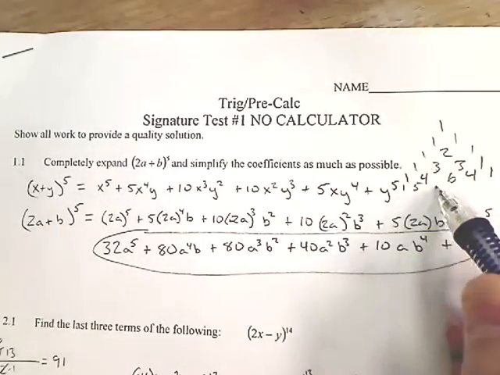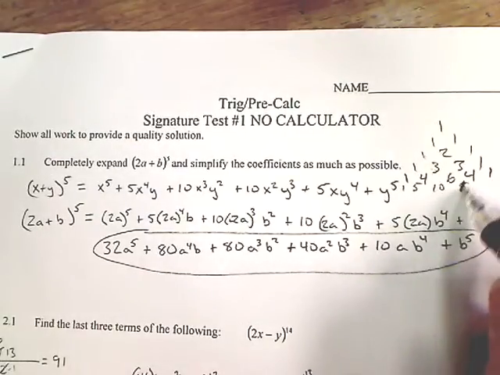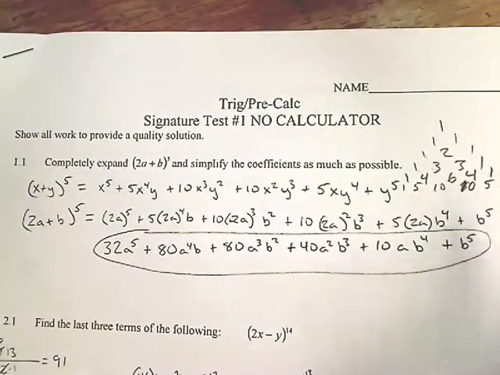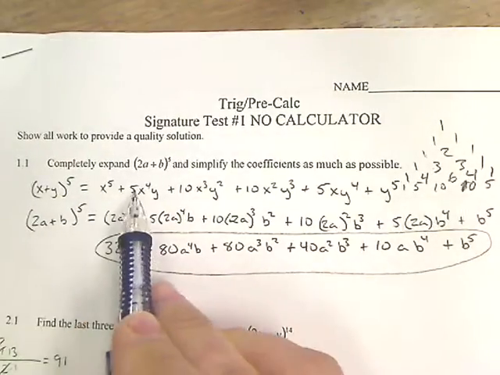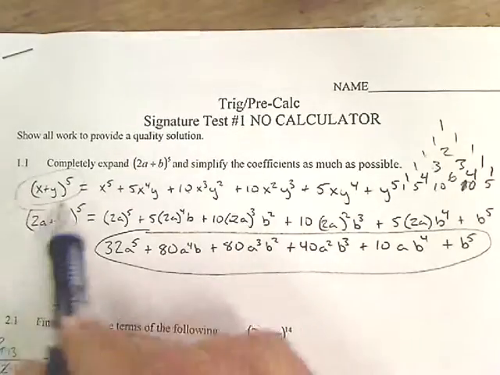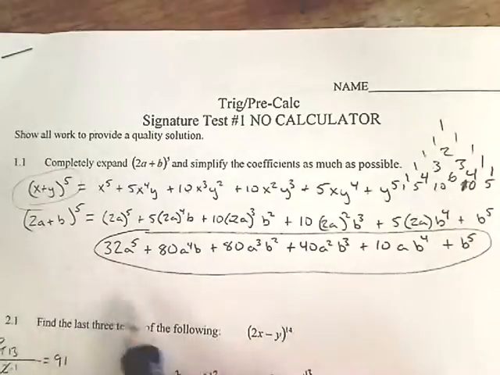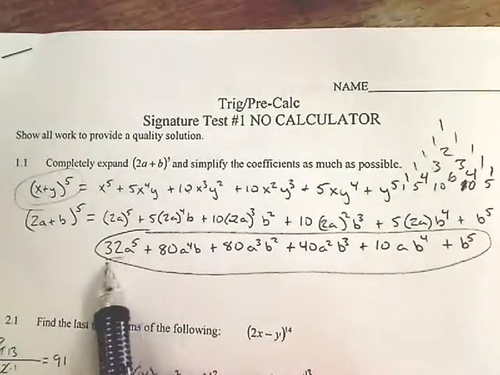1, 5, 10, 10, 5, 1. So that's how I got the coefficients in front here. I like to look at just this part first. And then I just substitute in my 2a. Many mistakes happen on the first term.